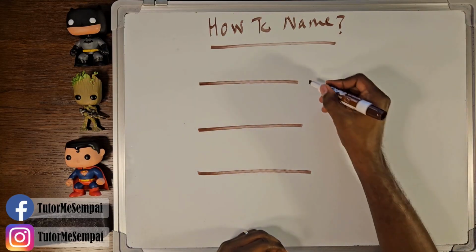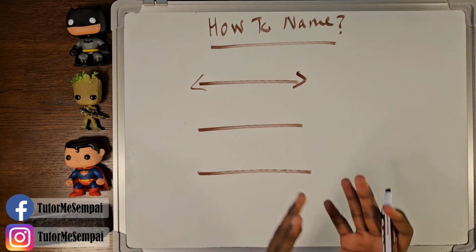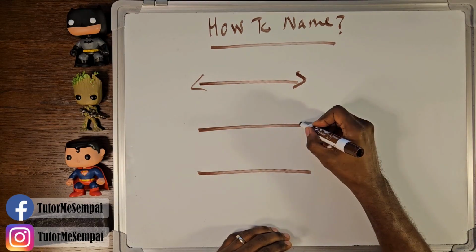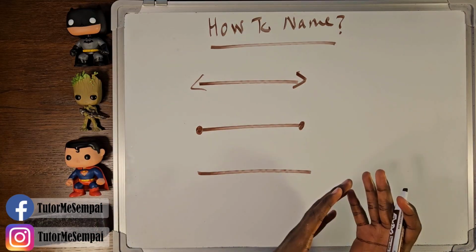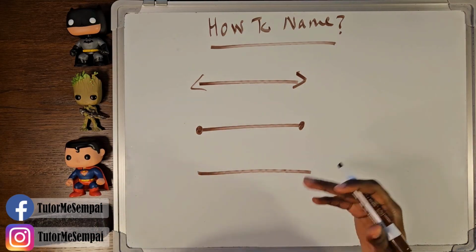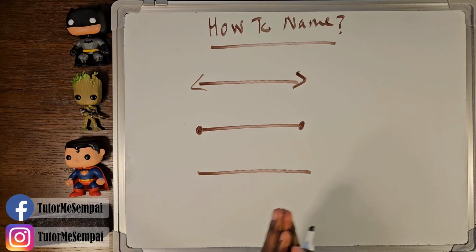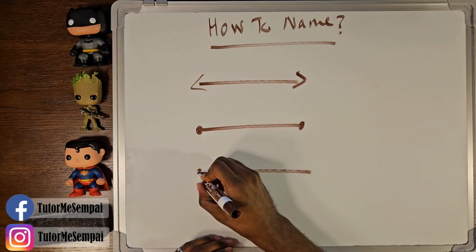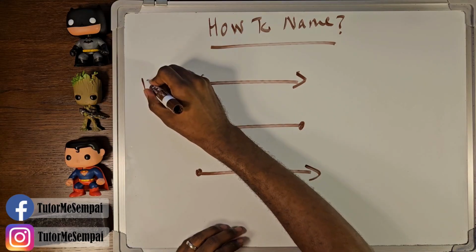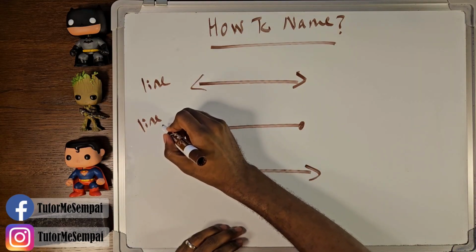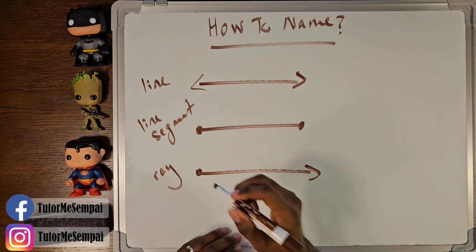If you have a line, your ends are going to look like this. You're going to have arrows on the end. If you have a line segment, your ends are going to look like this. You're going to have points on your end. And if you have a ray, you're going to have a combination of the two. You can either have a point arrow or an arrow point. You're going to have a combination of the previous two. So this was your line, this was your line segment, and this was your ray.